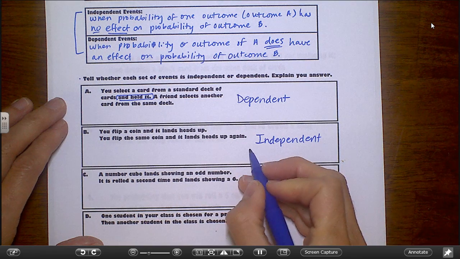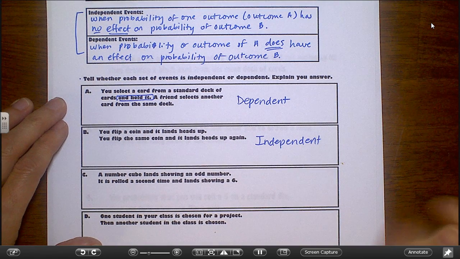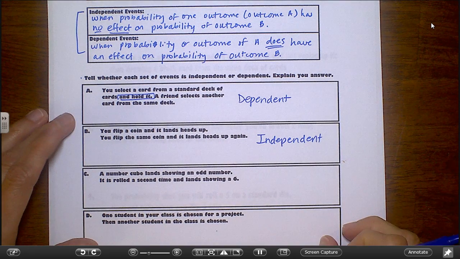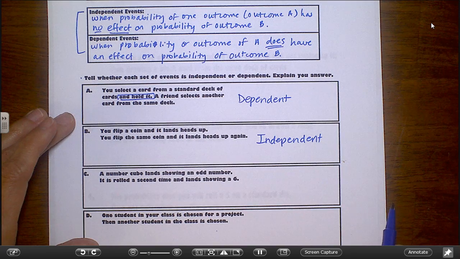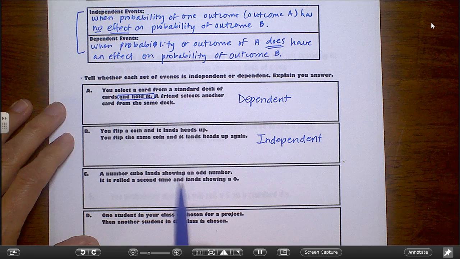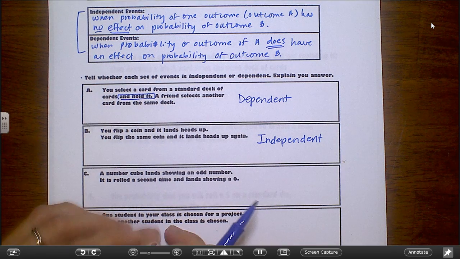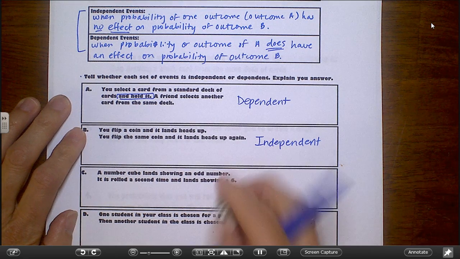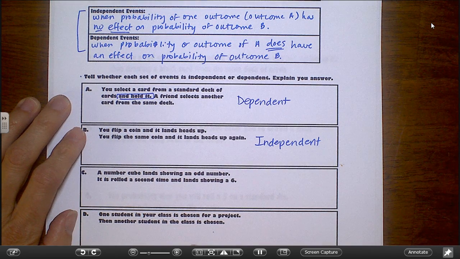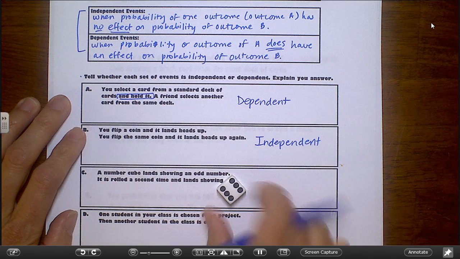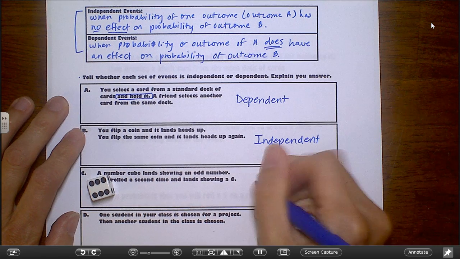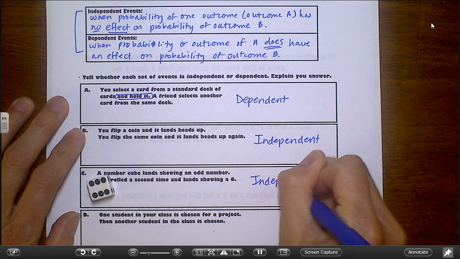Again, remember, independent means the first event or outcome has no effect on what the outcome can be the second time. Like your probability of flipping heads does not change because you did it the first time. All right, a number cube, remember those are dice, lands showing an odd number. Here we go. Then it's rolled a second time and it lands showing a 6. There's my 6. Did the fact that I landed on a 3 the first time have any effect on the second roll? No. So again, that's independent.